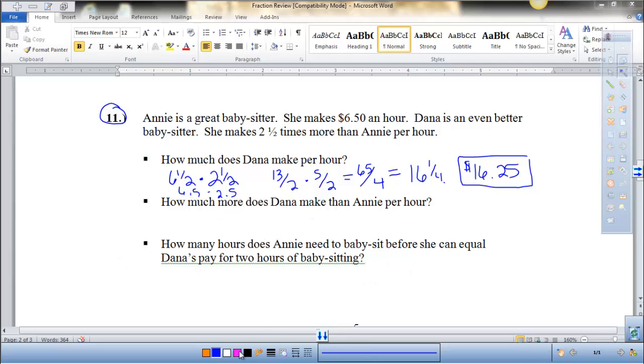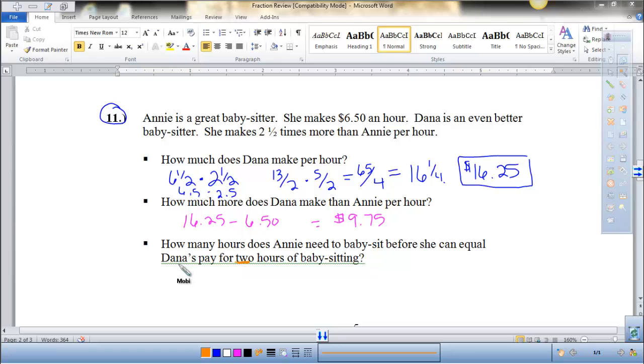Then the second question says, how much more does Dana make than Annie per hour? Well, if she makes $16.25 and Annie makes $6.50, we need to subtract those. And you line up your decimals like we practiced yesterday and do your subtraction, and you should get $9.75.